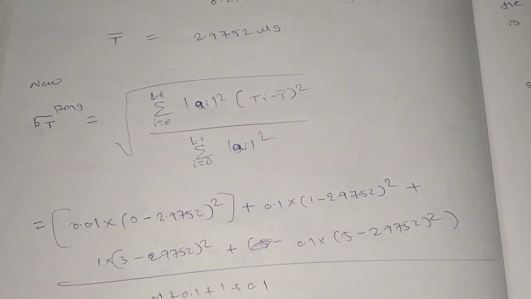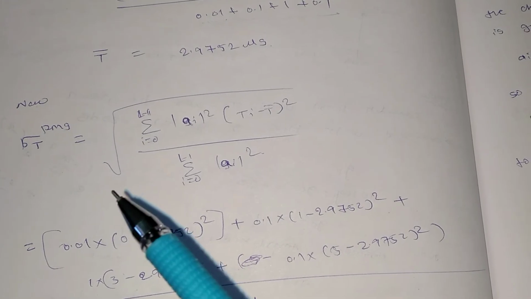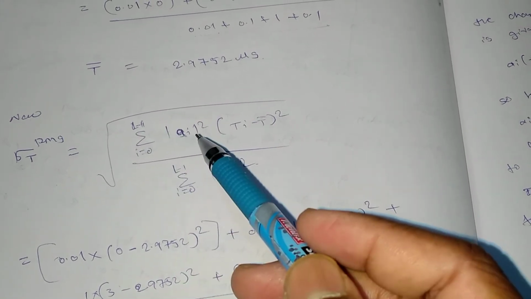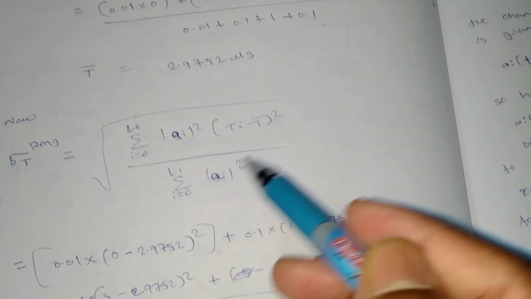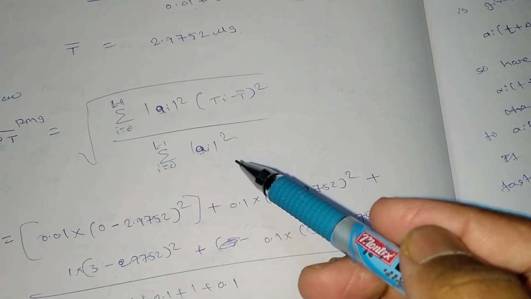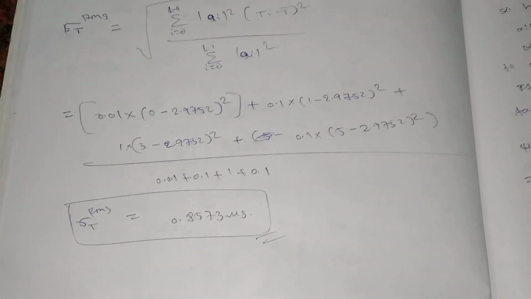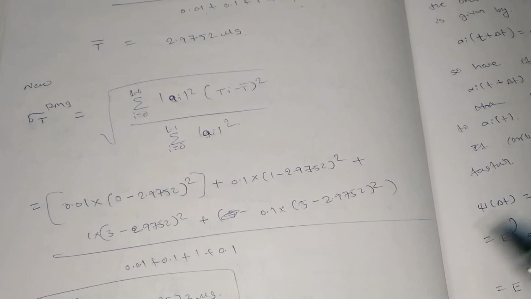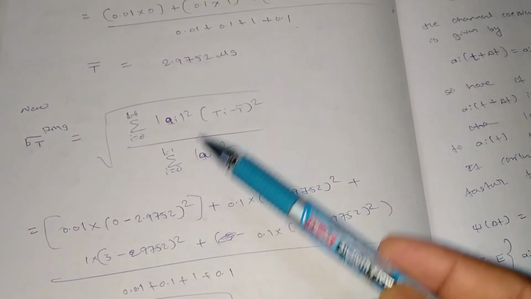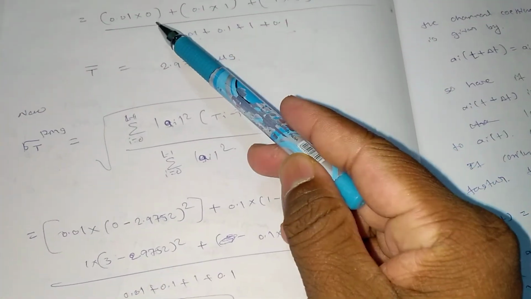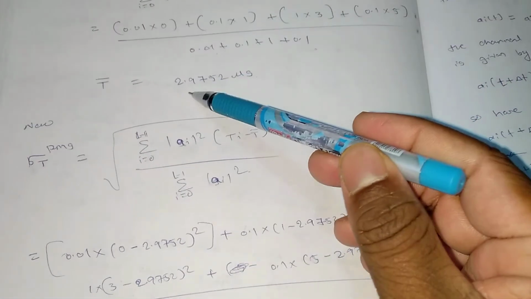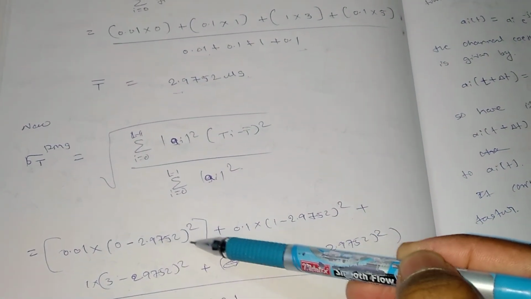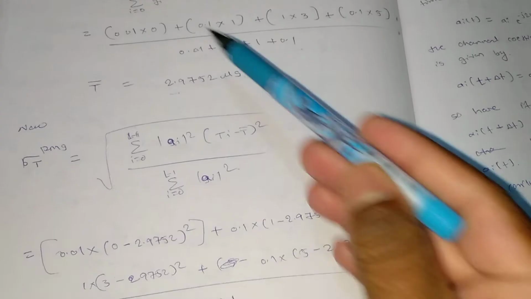Now I will find out the root mean square value of the delay spread. So sigma t RMS is the square root of the sum for i equal to 0 to L minus 1 of Ai square into (Ti minus T bar) square, divided by the sum of Ai square. If you don't remember this formula, don't worry. I'll tell you a shortcut so that you can write it properly in the exam. Take 0.01 into, here I'm having 0, so subtract the mean delay you have got: 0 minus 2.9752, and take the square of this one. You are done with this component.